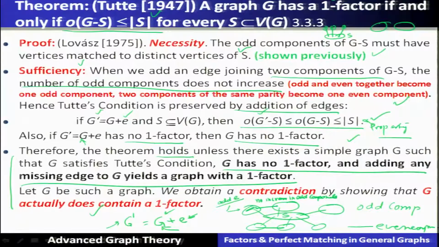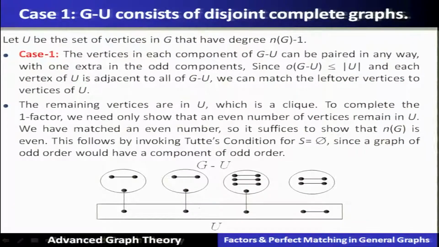So, let us prove that by adding this edge, the original graph G is not having the one factor, and thus we get the contradiction.